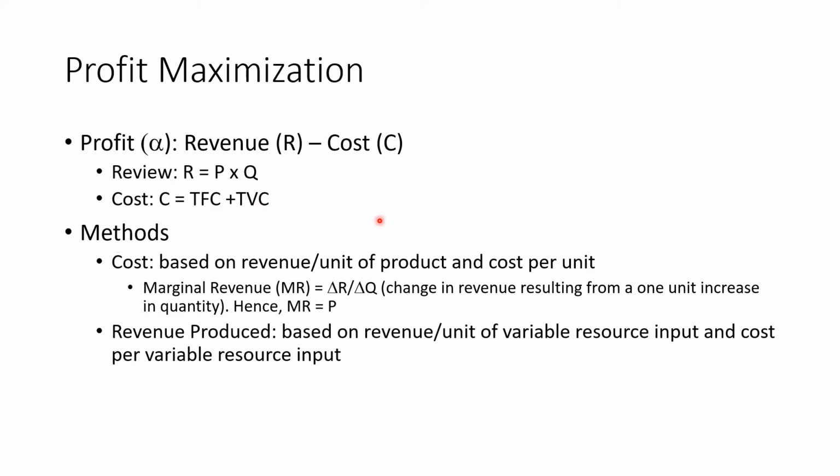Now, there are two basic methods for determining the profit maximizing level of production. The first is to measure out the money in per unit. That's revenue made per unit produced. The money in per unit versus the money out per unit, which we've talked about as marginal cost.